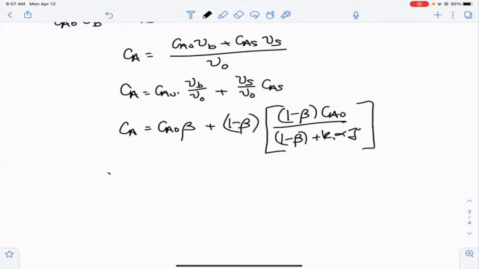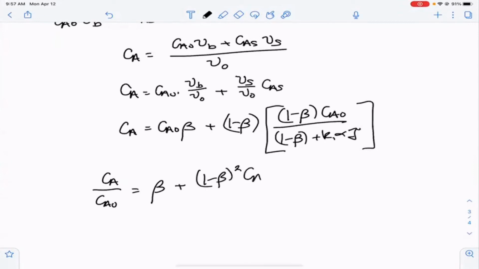If I divide through by CA0, that's just CA over CA0 equals, now if we look at this, the first term, of course, is just beta. Then this is plus 1 minus beta squared times CA0 divided by 1 minus beta plus K1 alpha times tau. A question: should the CA not be gone from the second term? Oh, thank you very much. Yeah, I'm sorry about that. You are correct. Very good catch.